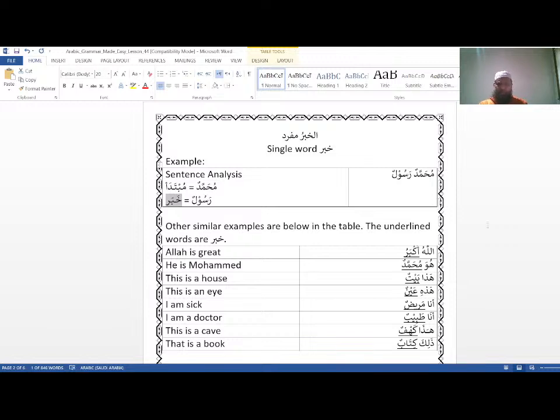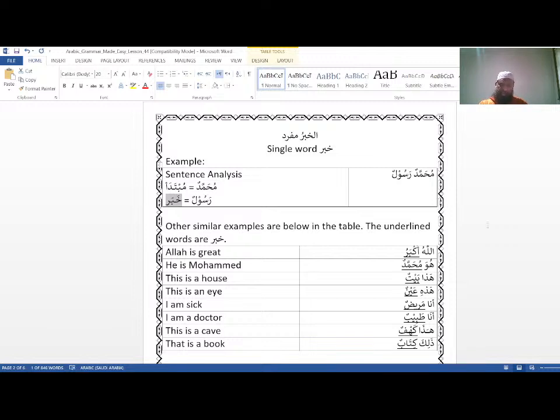هذا بيت, هذا اسم الإشارة is a noun. بيت, so هذا is definite. بيت is nakira. هذه عين. We've learned that whenever we have اسم الإشارة, we have to use it with مذكر and مؤنث. The thing we're pointing at, if it's مذكر, like بيت is مذكر, use هذا. عين, eye, is مؤنث, we use هذه.